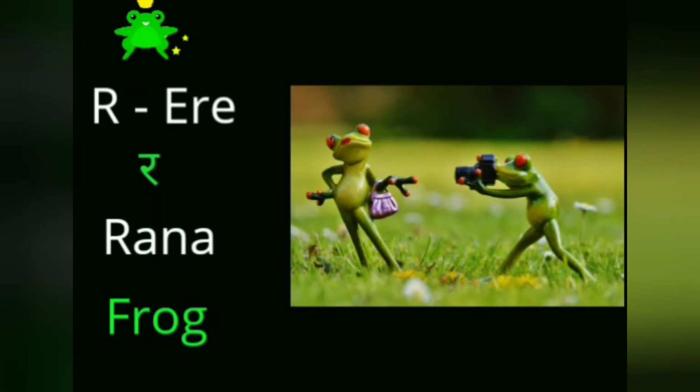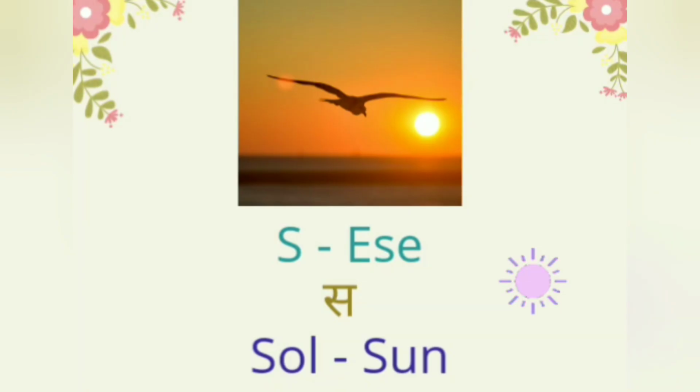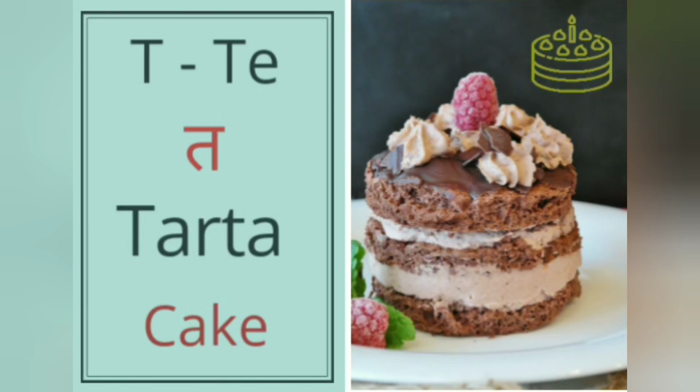R in Spanish is array. We read it as R, as in rana. Rana means frog. S in Spanish is essay. We read it as S, as in sol. Sol means sun. T in Spanish is te. We read it as ta, as in tarta. Tarta means cake.